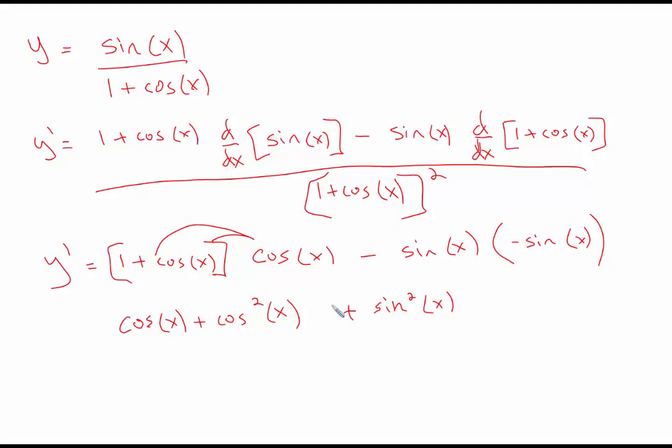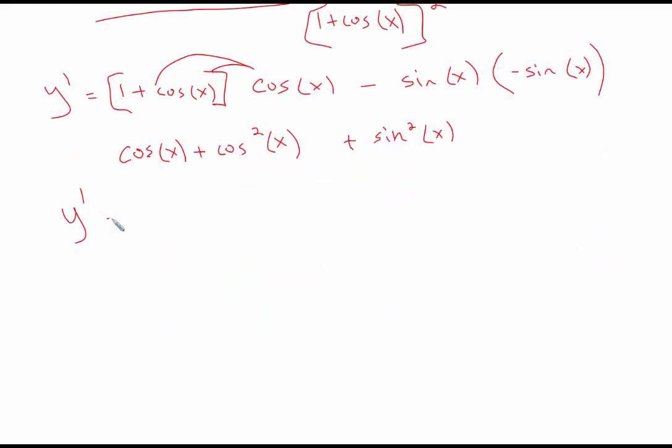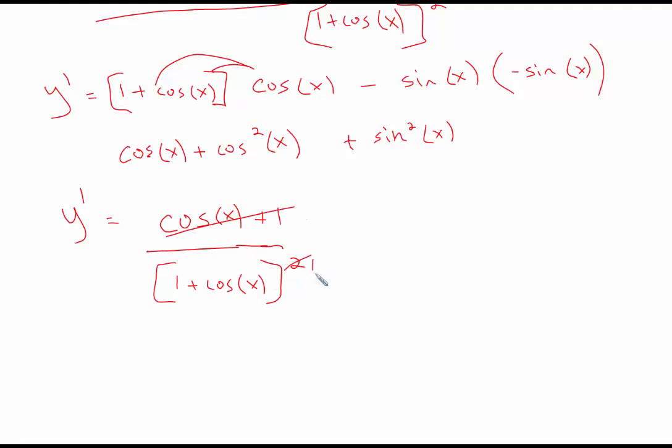And then here's where you need to recognize, wait, cosine squared plus sine squared, that's 1, right? You guys know that, that's 1. So y prime is equal to cosine of x plus 1 all over 1 plus cosine of x squared. Well, these simplify, right? So you end up with 1 over cosine of x plus 1, right, as your final answer.